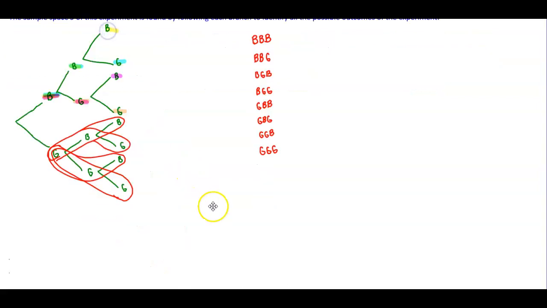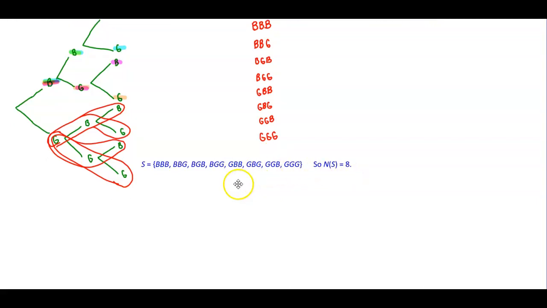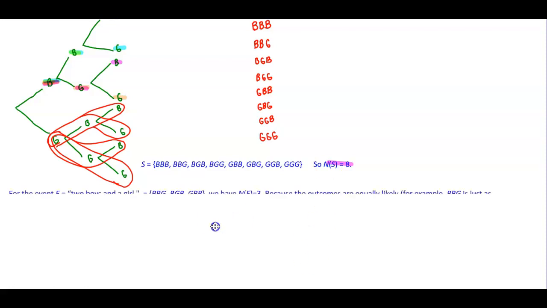Okay, so now what we're going to do is look at the sample size. So here's our sample size. We have all of these listed in here. So that means how many do we have? We have 1, 2, 3, 4, 5, 6, 7, 8 possible outcomes. Okay, so we know that there are 8 possible outcomes.